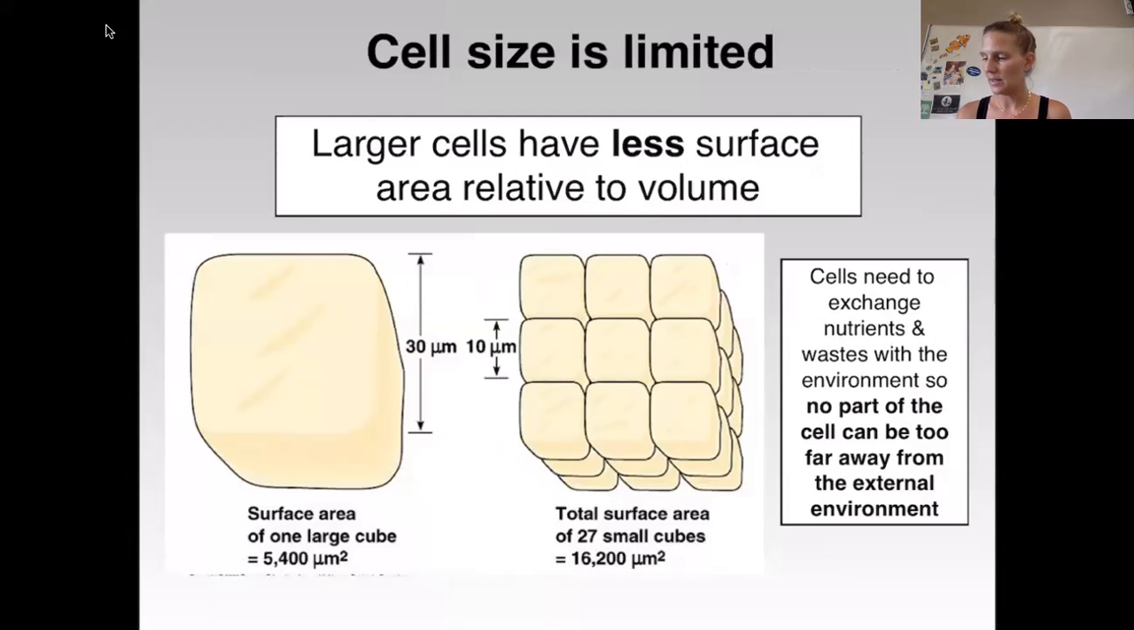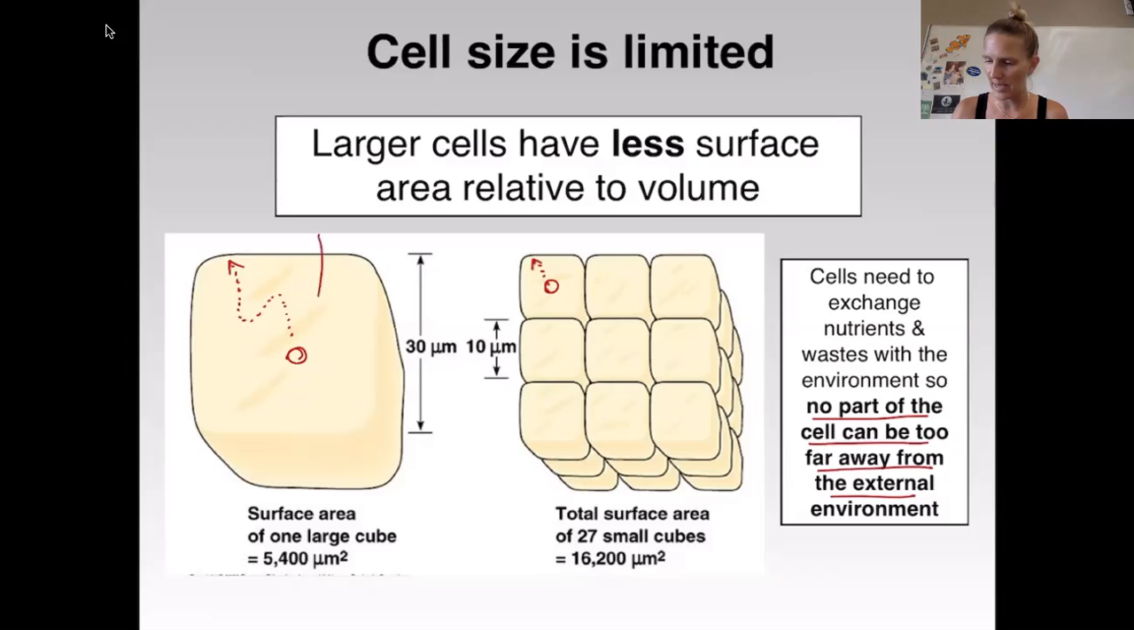So again, cells need to exchange nutrients and wastes with their environment, right? That means that no part of the cell can be too far away from the external environment. Imagine if you had some toxic waste build up in the cell and it was at the very center. It would take a very, very long time for that waste to find its way out of the cell. However, in a very small cell, nowhere is very far from the middle of the cell, right? So this rate of exchange of nutrients and waste is really, really important.